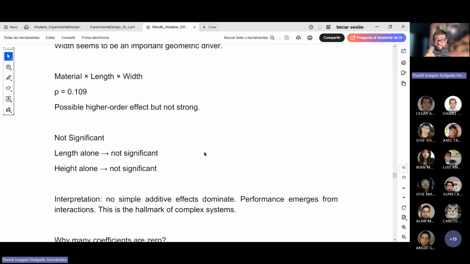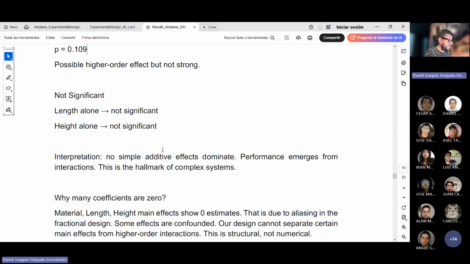And what is not significant is just the length and the height, they are not significant. So if you have a very long airplane, it doesn't mean that it will fly longer. Or if you have a very short plane, it doesn't mean that it will fly a shorter distance, right? The same happened with the height. So they are not simply additive effects dominating. The performance emerges from interactions.